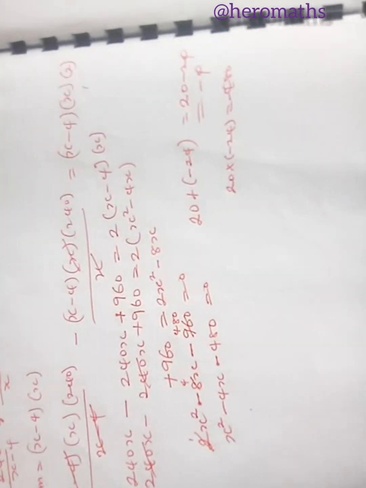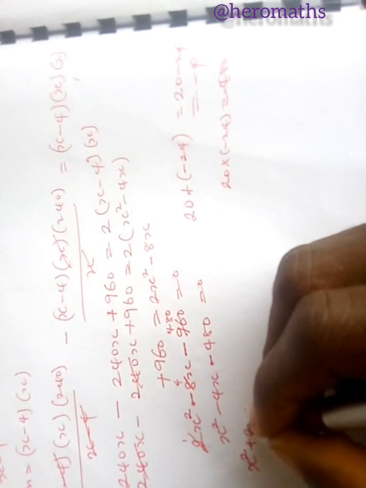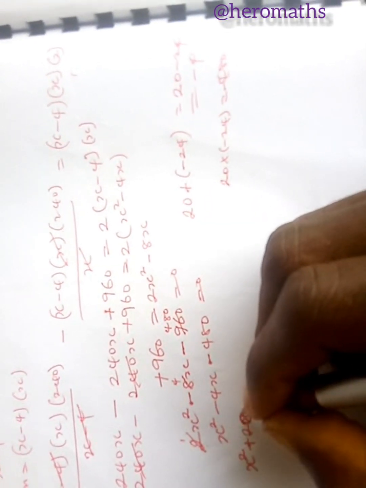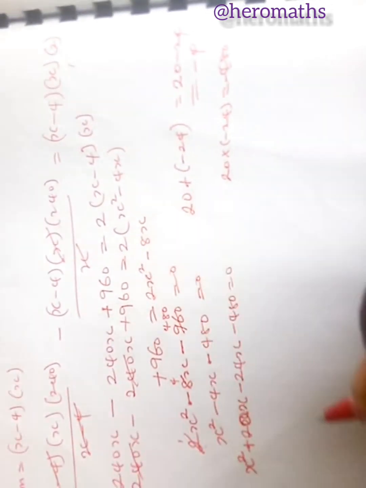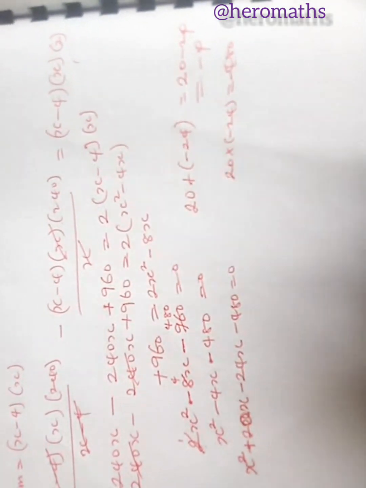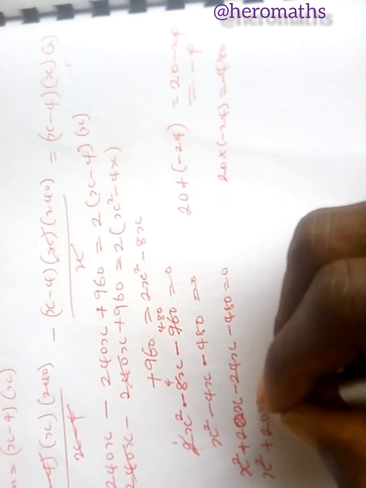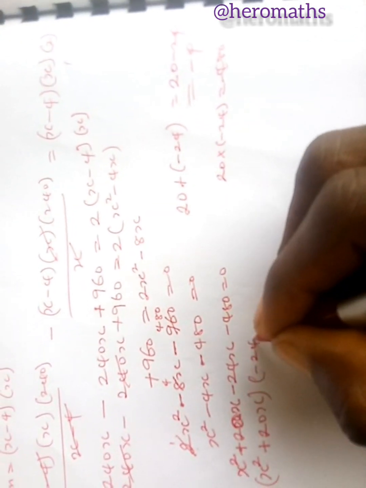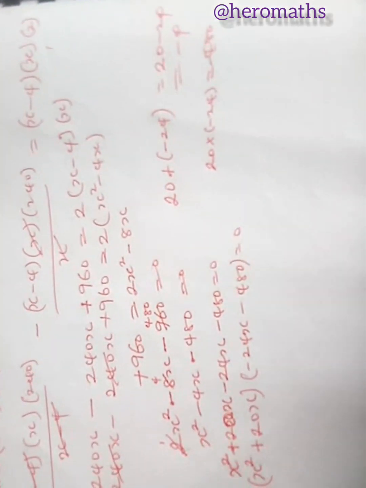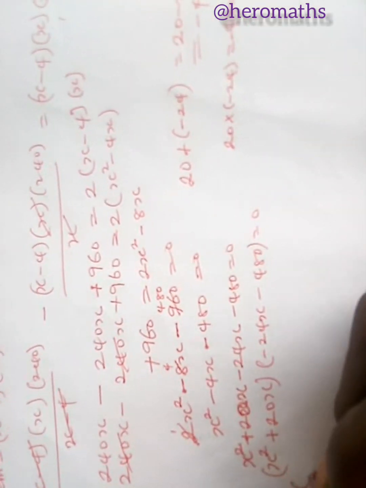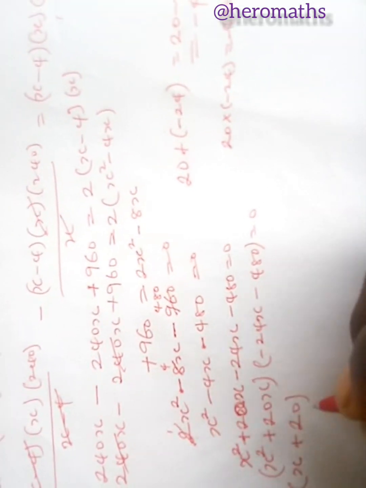Now let us bring it in. So this will be equal to x squared plus 20x minus 24x minus 480 is equal to 0. Now let us group it: x squared plus 20x, minus 24x minus 480 is equal to 0. Now factor what is common. x is common here. We have x open bracket, x times x will give us x squared, plus x times 20 will give us 20x.